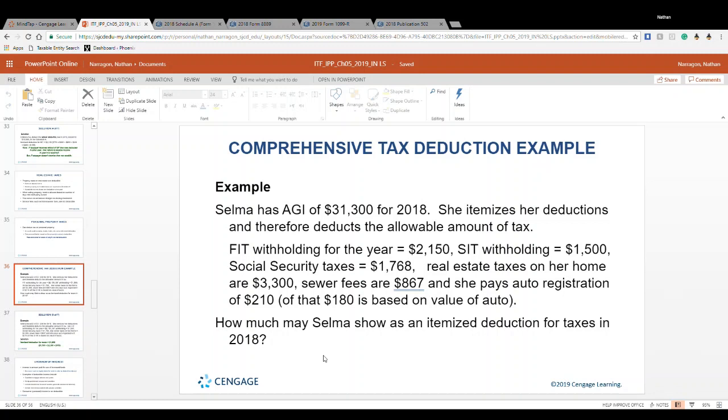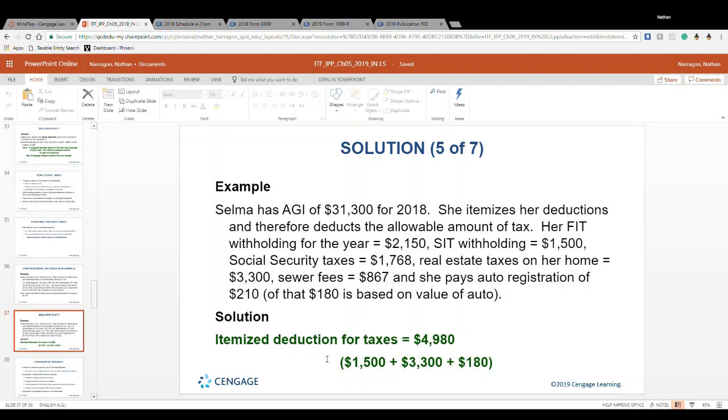Well, I can already tell you FIT's gone. That's something that we don't deal with. SIT we use. Social Security we won't. Real estate we'll use. Sewer fees, and then we got auto registration of the 180. Okay, so here we go. Itemized deductions that we can use: again, there's the 1,500 for SIT, the 3,300 for real estate, and the 180 for auto. Again, based on the value, not on the weight. Okay. So sewer fees, we don't care because that's like homeowner dues. Doesn't really deal too much to us.